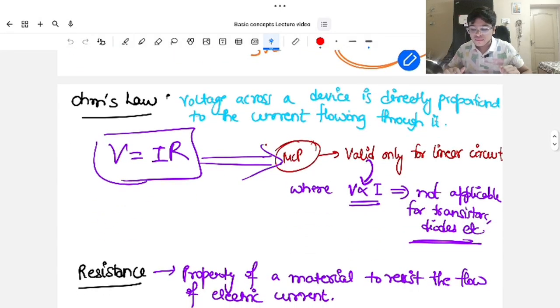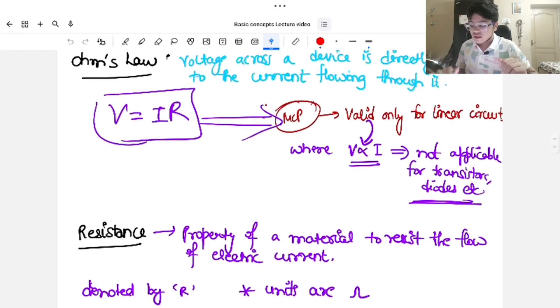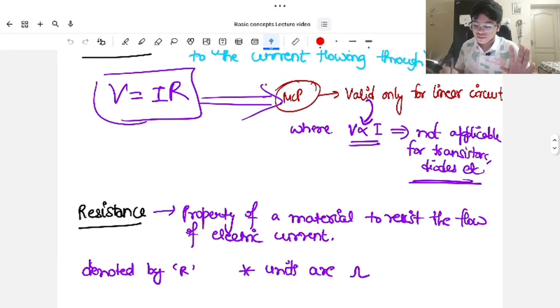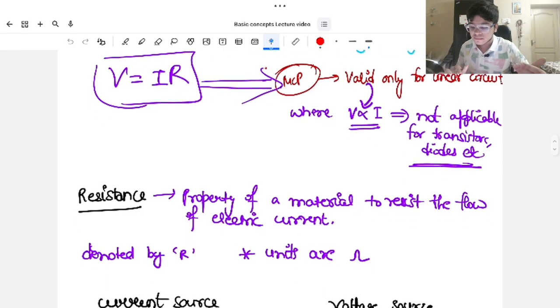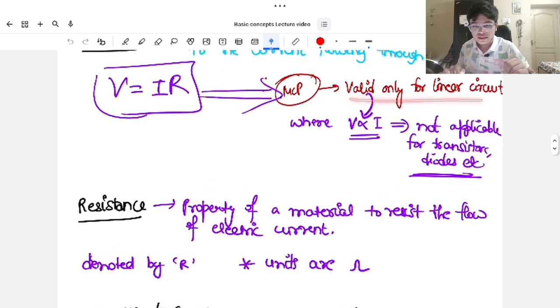Now, Ohm's law: voltage across a device is directly proportional to the current flowing through it. V is equal to IR. A common mistake is that people forget that it is valid only for linear circuits. Linear circuits are those where V is directly proportional to I, right? And this is not applicable in the case of transistors, diodes, MOSFETs. You will study about this in the electronics section. But just keep this in mind: it is valid only for linear circuits.